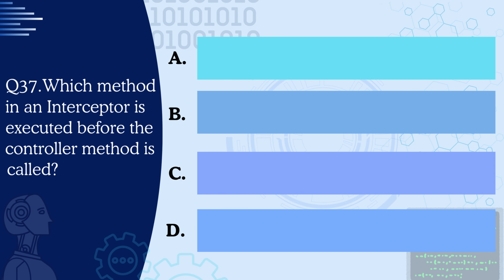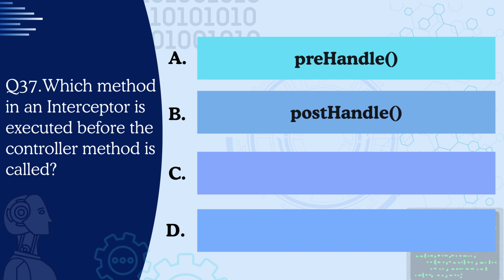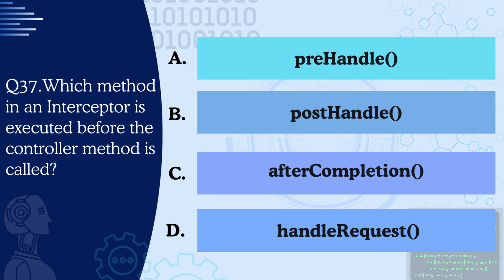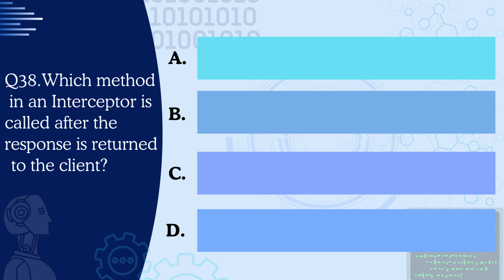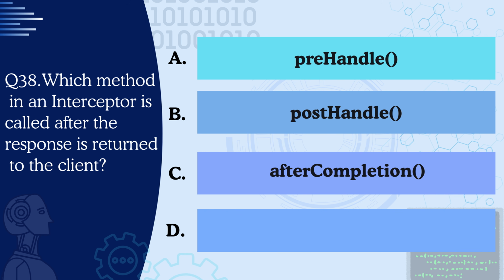Question 37. Which method in an interceptor is executed before the controller method is called? A. Pre-handle. B. Post-handle. C. After completion. Or D. Handle request. So the correct answer is A. Pre-handle. Question 38. Which method in an interceptor is called after the response is returned to the client? A. Pre-handle. B. Post-handle. C. After completion. Or D. Finalize. So the correct answer is C. After completion.